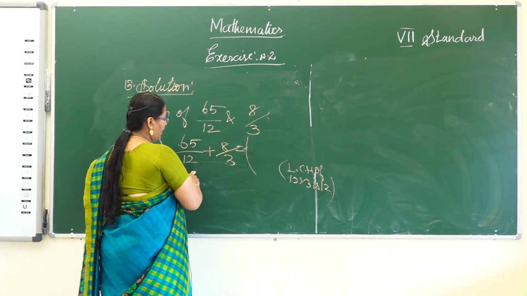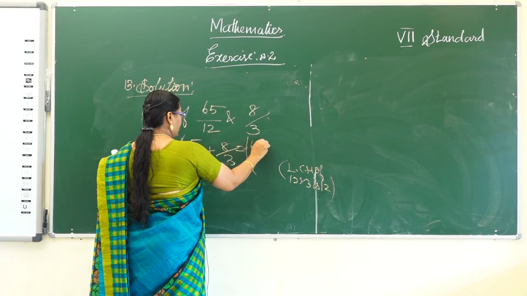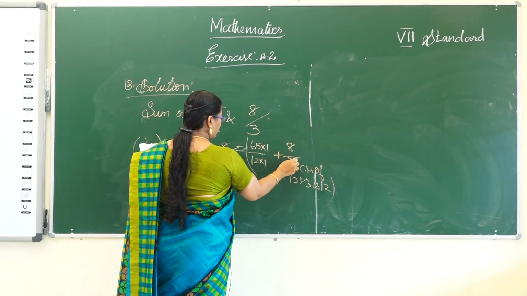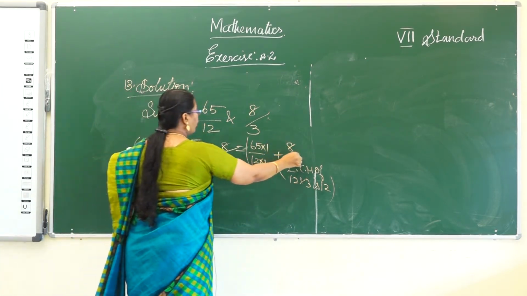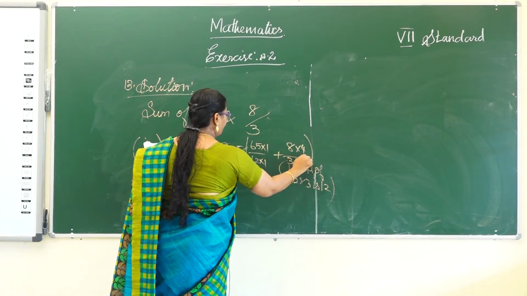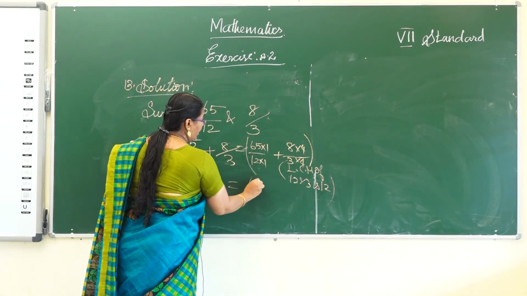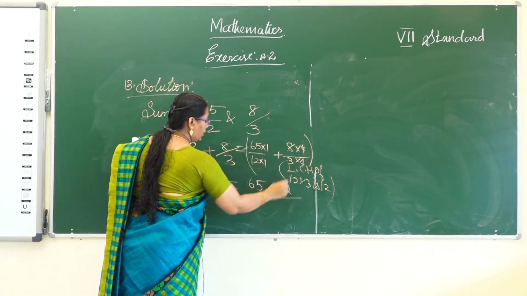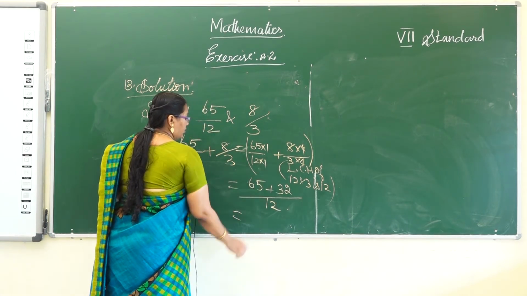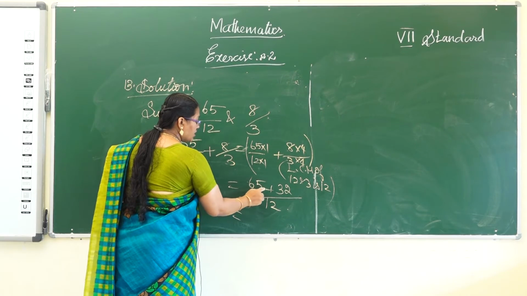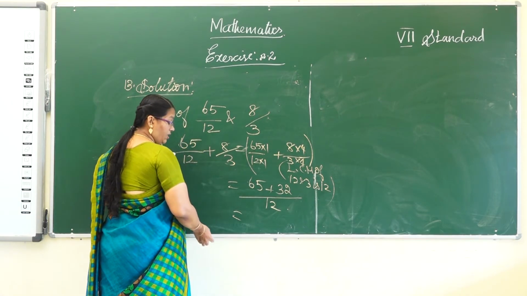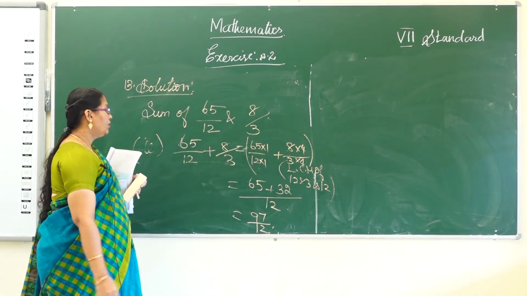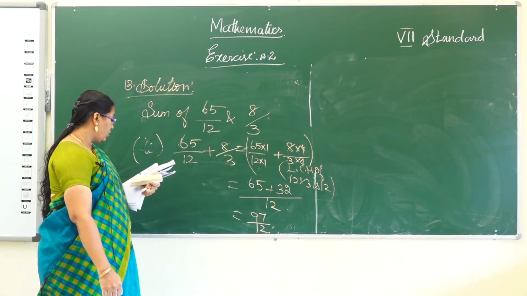Right. Here the denominator is already 12, so no need to multiply by any number, just multiply by 1. Plus here 8 by 3. Which number multiplied by the denominator gives 12? 4. That number multiplies the numerator also. Now simplify: 65, and 8 fours are 32. Denominator is 12. Now adding these two values, what do we get? 65 plus 32, add this value, 97 by 12. The sum of the values is 97 by 12.